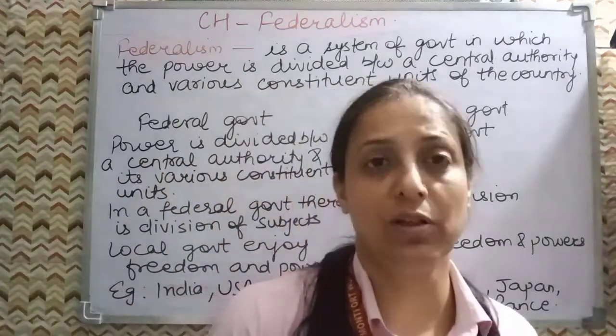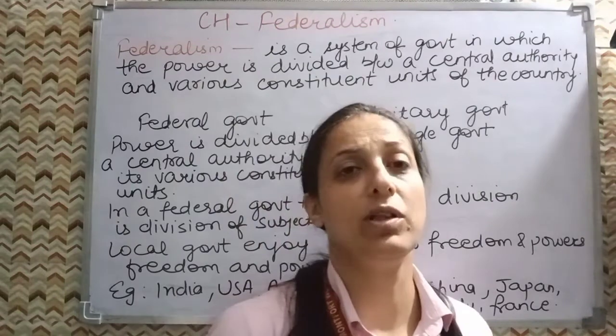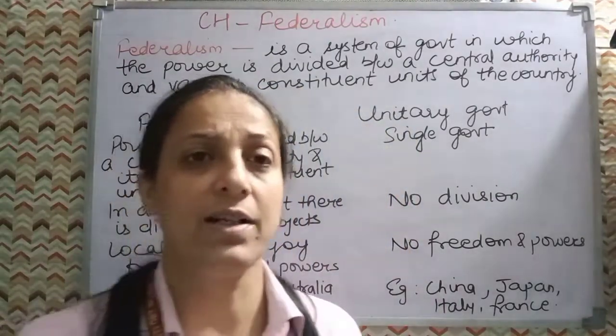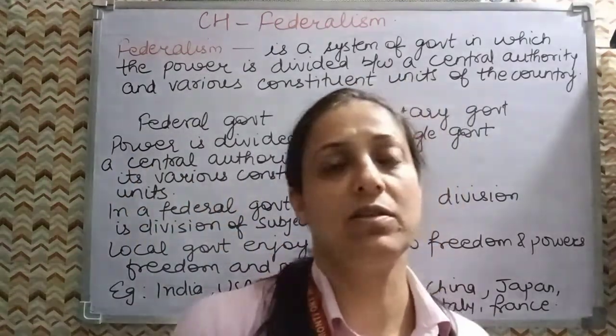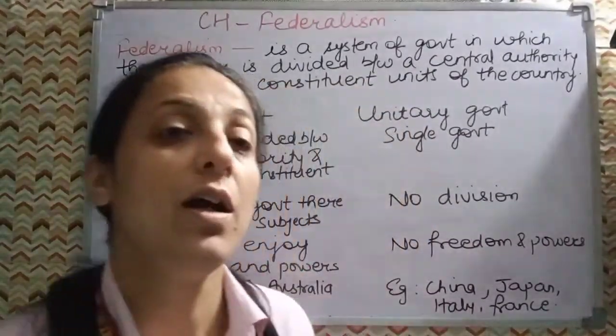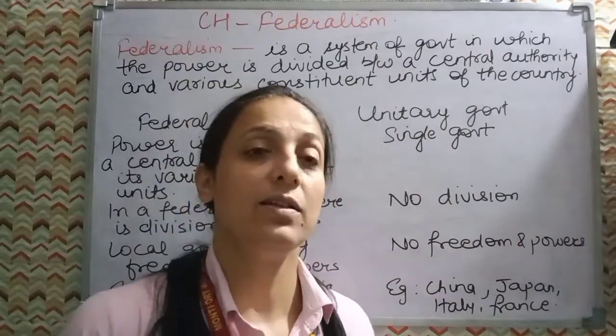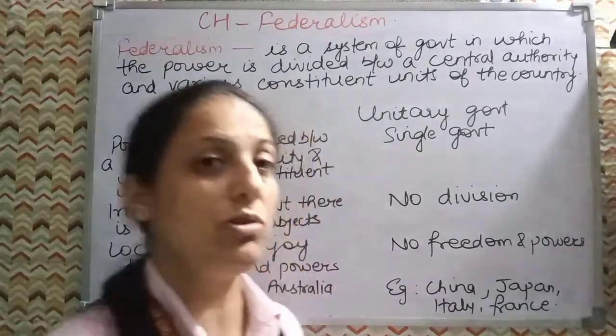But in the case of Sri Lanka, we have seen that it continues to be a unitary government where all the power is in the hands of the central government. But the Tamil leaders wanted to establish a federal system of government in Sri Lanka. So now let's define federalism and see the difference between federal government and the unitary government.